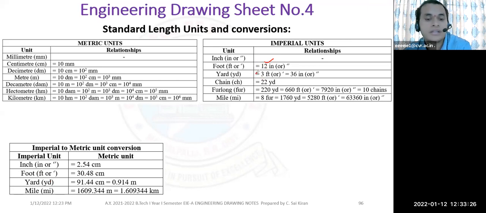1 yard equals 3 feet. So 3 into 30.48, if I multiply, then I'll get 91.44 centimeters, or in terms of meters, if I want to convert 1 yard into meters, it is 0.914 meters.